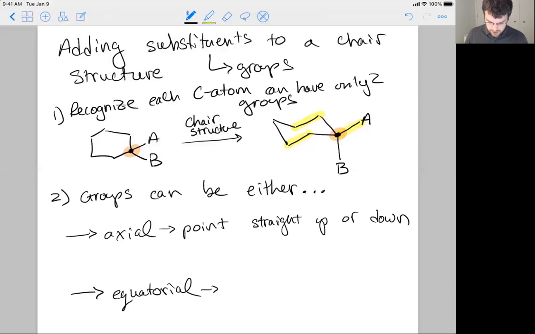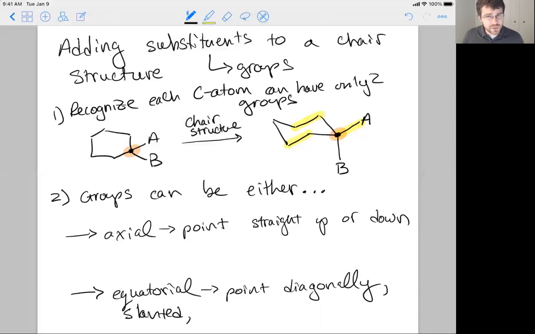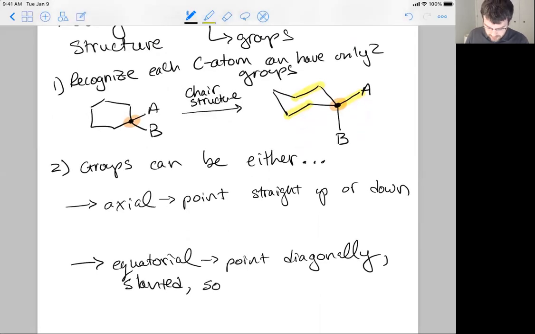Equatorial groups point diagonally. It could be up and to the left, down to the right, whatever. In various directions, we'll see that. But they point diagonally, they're slanted. And if you kind of squint, they're more horizontal, which is where equator comes into the name. Equatorial means equator-like, okay? So they're more horizontal than the axial substituents.